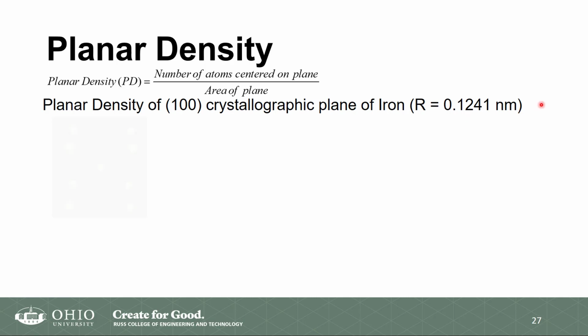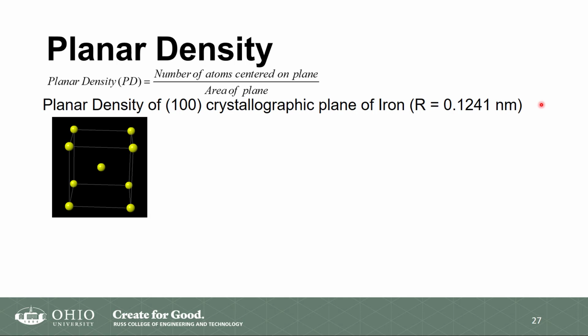So iron has a body-centered cubic unit cell. I do not expect you to memorize this. This will be provided to you, and it's something you can look up in the book. So iron has a body-centered cubic unit cell, and the 1, 0, 0 plane is this square shown here.